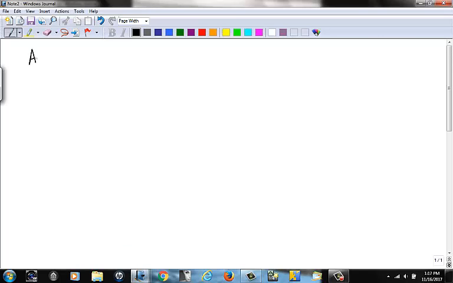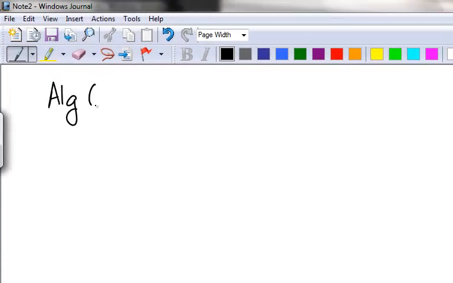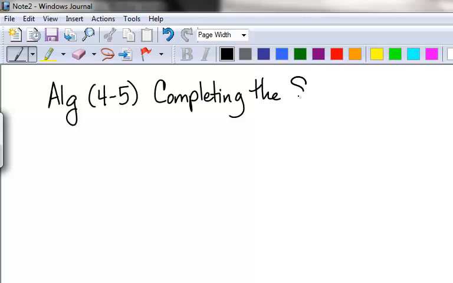Okay, this is for section 4.5 on completing the square. The first thing this author goes through in this section is what they call the square root property.